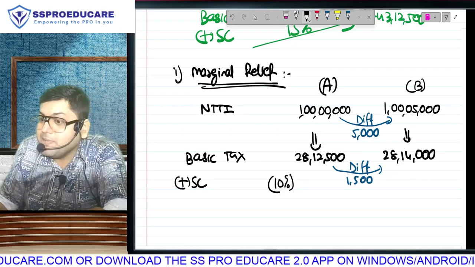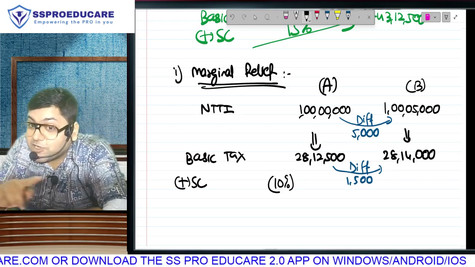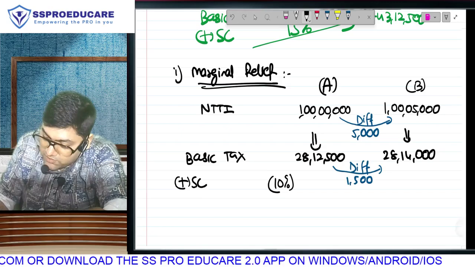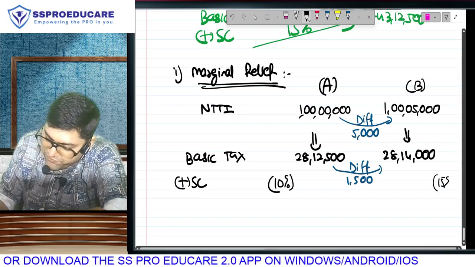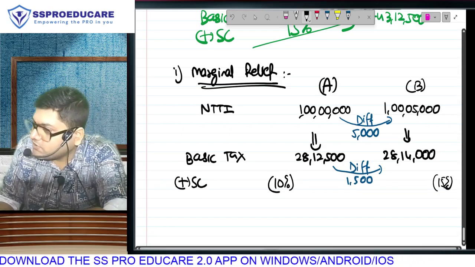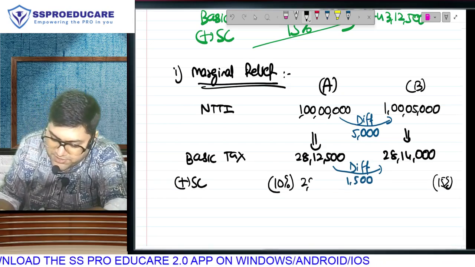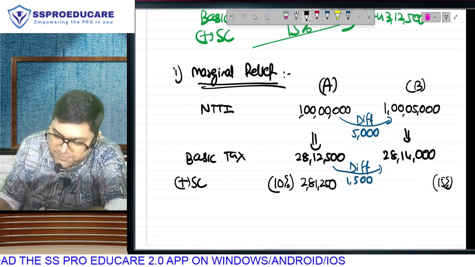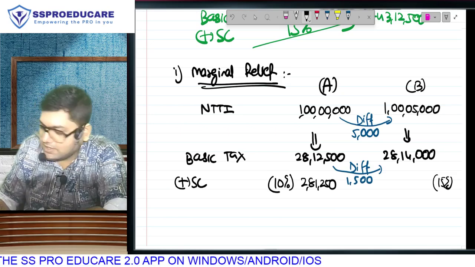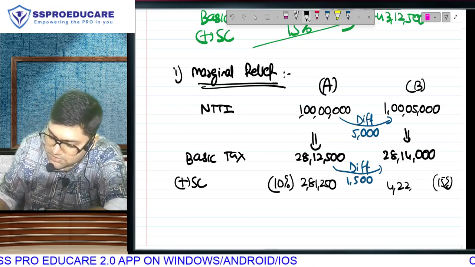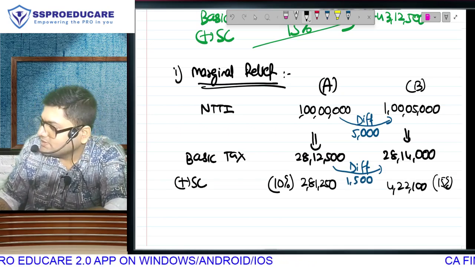And what about B? 15% because it is greater than 1 crore. So B ka surcharge will be 15%. Surcharge will be calculated on basic tax. See, I am so fast. 281,250. Asmat, I am actually fast. Ja, check kar.